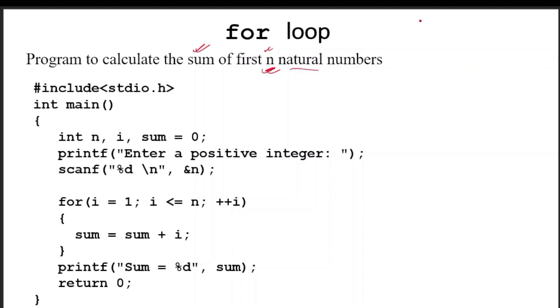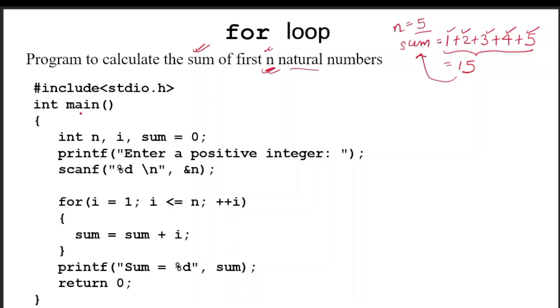So if the user enters n value equal to 5, what should the sum return? The sum will be 1 plus 2 plus 3 plus 4 plus 5. So this is the sum of the first n natural numbers, that is the sum of the first 5 natural numbers. You will add them, that is 15, and this 15 value will be returned. So this program is for this output.